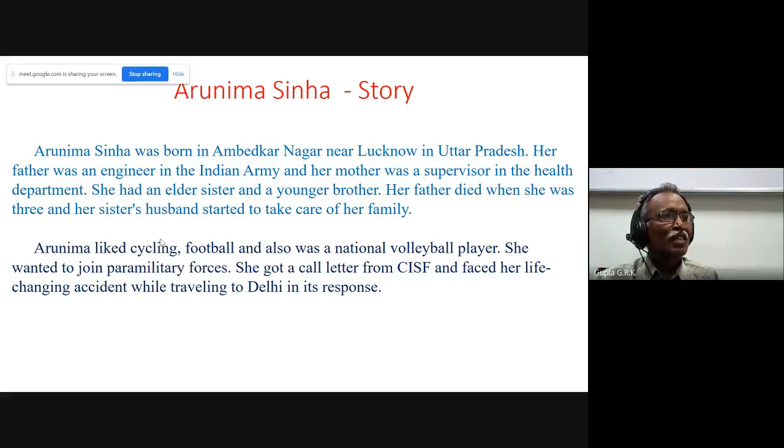Okay, she was born in Ambedkar Nagar near Lucknow in Uttar Pradesh. Her father was an engineer in the Indian Army, and her mother was a supervisor in the health department. She had an elder sister and a younger brother. Her father died when she was 3, and her sister's husband started to take care of her family. Arunima liked cycling, football, and was also a national volleyball player. She wanted to join paramilitary forces. She got a call letter from CISF and faced her life-changing incident while traveling to Delhi in response.